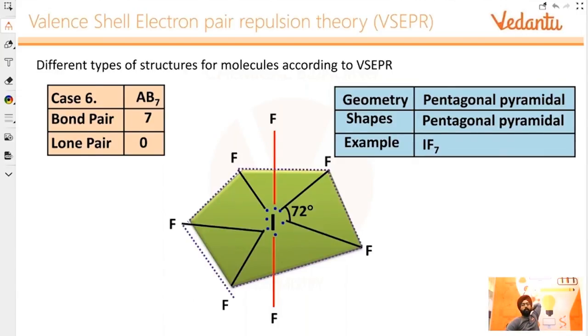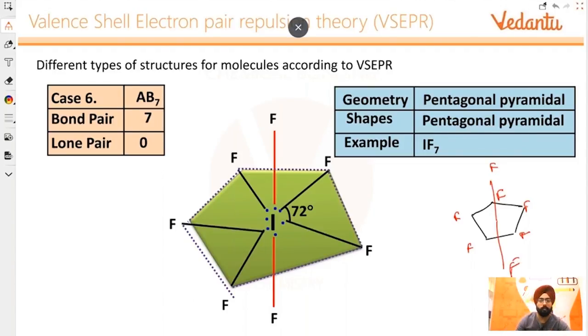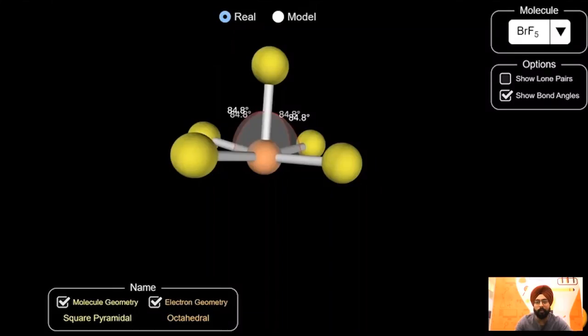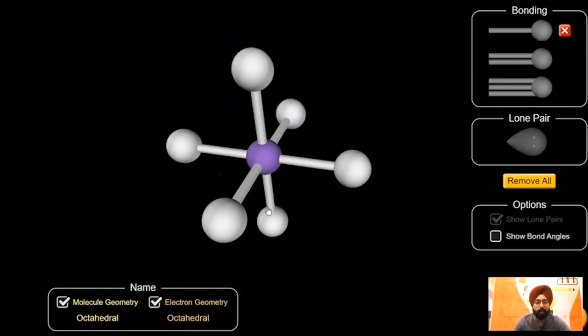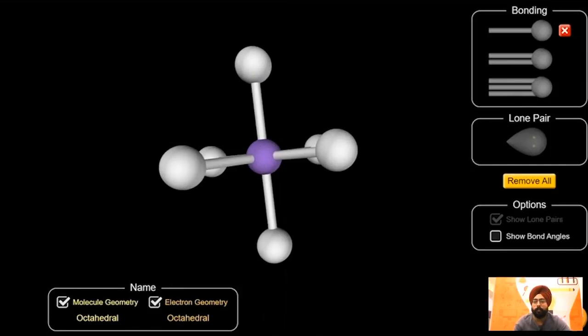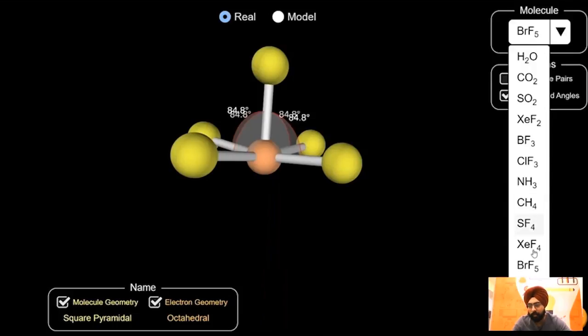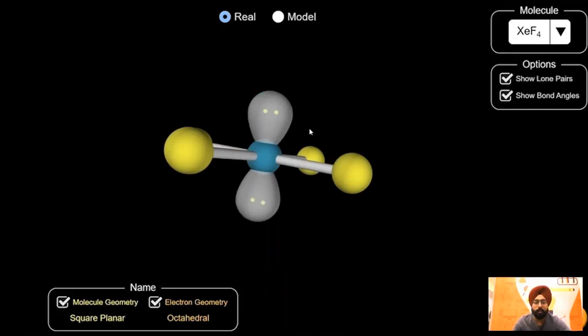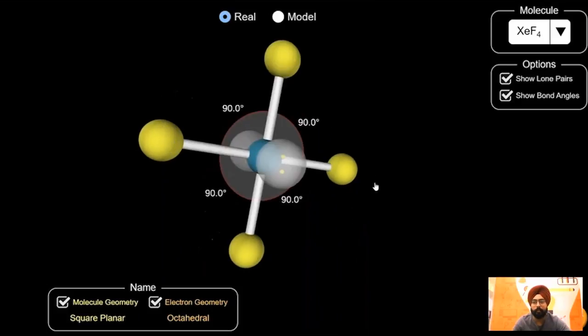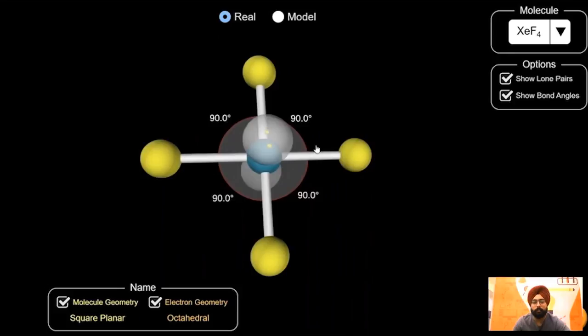So look at this. This is a pentagonal pyramidal. I don't know why they don't call it pentagonal bipyramidal, but there are two protrusions out of it. So there's 1, 2, 3, 4, 5, 6 and 7. Is there a way to create that over here? I'm not sure. They have only shown up to octahedral here. Is there an IF7 over here? No, there's not. Anyway, look at XeF4. The angles are 90 degrees over here.